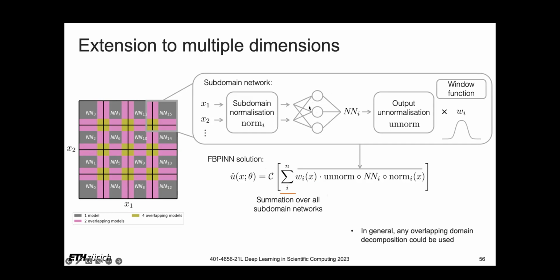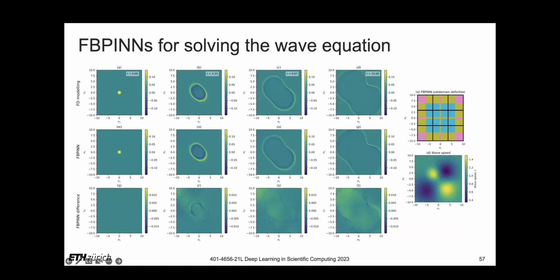Same thing: have a network in each subdomain, do the normalizations, multiply by a window function, and sum it all together. And it doesn't have to be a rectangular subdomain decomposition, it could be any shape actually. We did that for the wave equation problem that I showed before. Remember, this is the problem that started to thrash when you had the standard PINN. So it converges quite nicely.